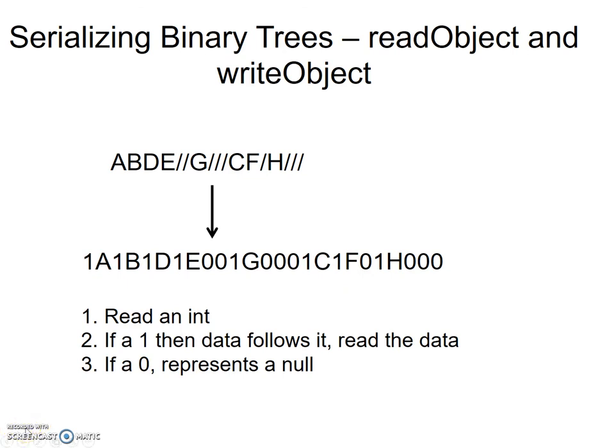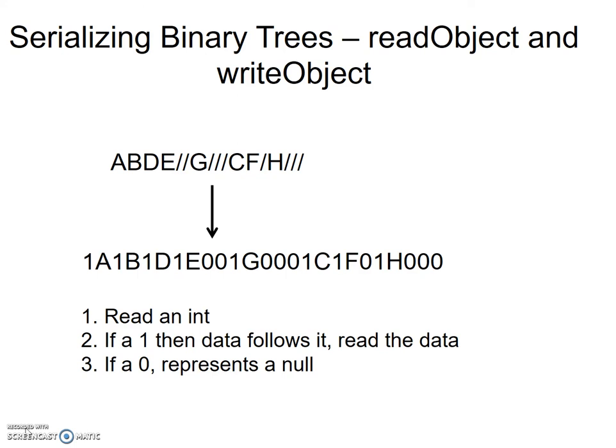This is just one way that you could actually create a read object and a write object for a binary tree. There are lots of other different ways that you could do it as well. This is just kind of a simple way of being able to write the tree into a stream and then reconstitute that stream back into a tree.